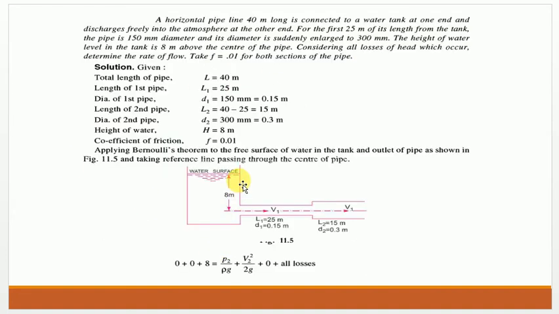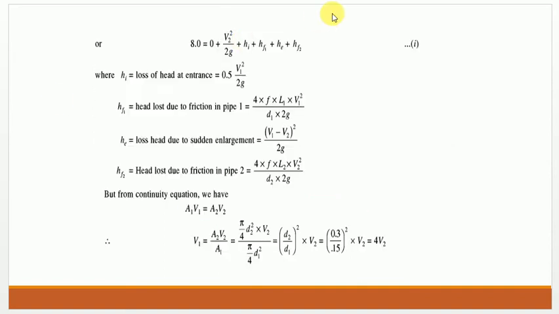We're going to discuss them. From the tank, the water enters the pipe, so there is head loss due to inlet. Then the water flows through the pipe, so there is head loss due to friction. From the smaller pipe, it enlarges suddenly to the larger pipe, so there will be head loss due to sudden expansion. Then the water flows through this pipe, where we will again have head loss due to friction. That gives us the total losses.